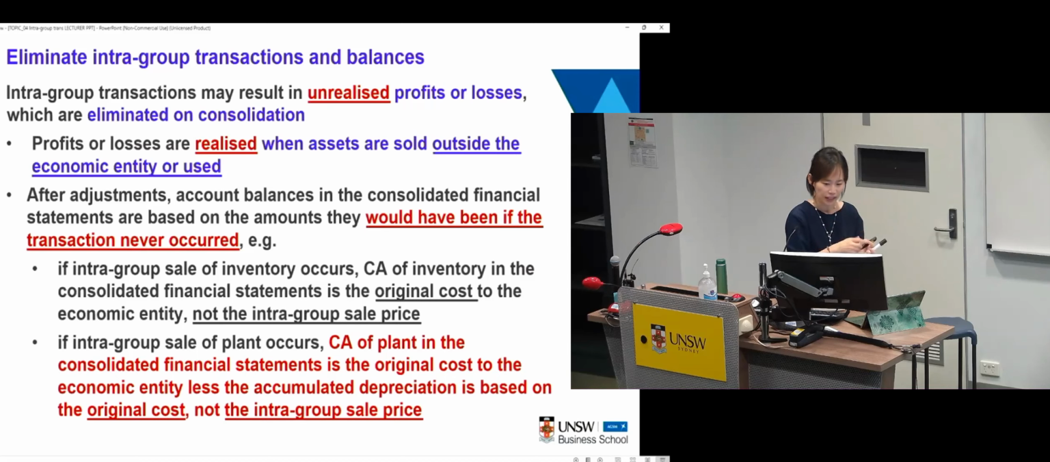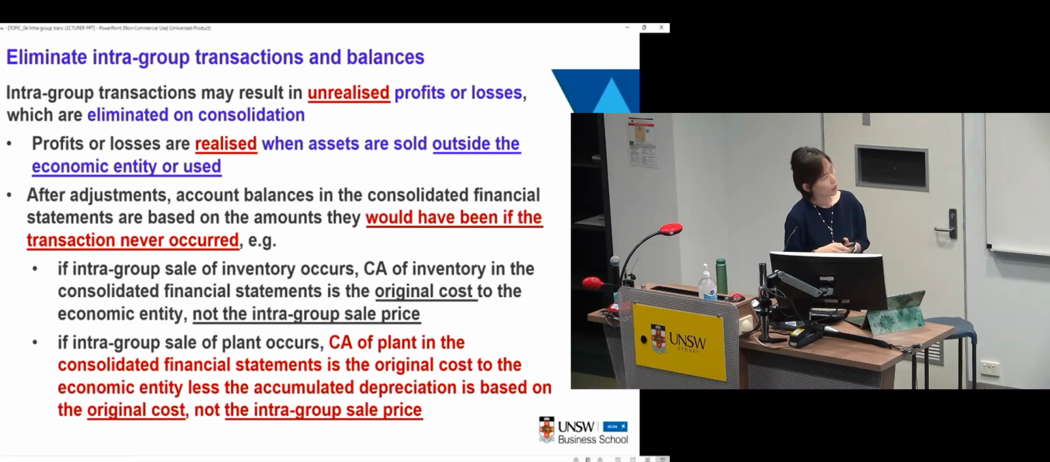When will it become realized? It is realized when the asset is sold outside the economic entity or consumed. So for PPE, usually it's through the use of the item. And for inventory, when there is a third party involved in the transaction, the unrealized profit will become realized from the group viewpoint. So whether it is unrealized is from the group perspective. As long as the item is still within the group, the profit and loss from the intragroup transferred item remains unrealized. Once this item is sold to an outside party or is consumed within the group, then by the legal entity, the unrealized profit will become realized.